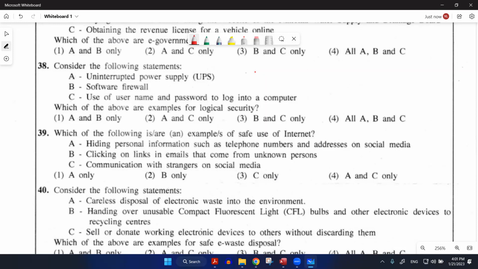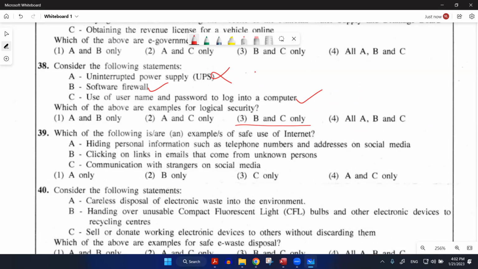Uninterrupted power supply is a physical one, so A should not be in your answer. Software firewall is software, so an application. There are hardware firewalls as well, but here they are talking about software, so it is an application. That means it is logical. Use of username and password to log into your computer is logical as well. So B and C only.